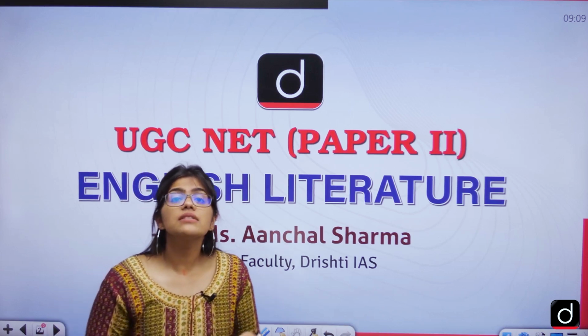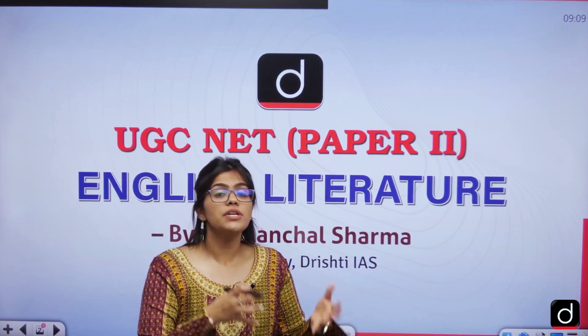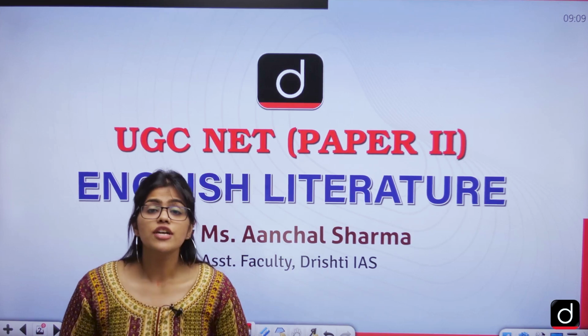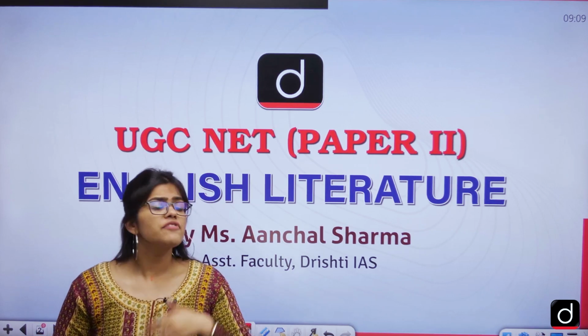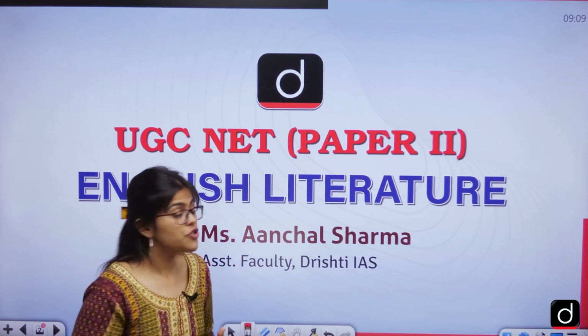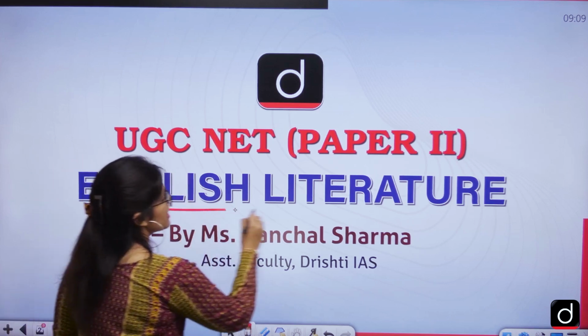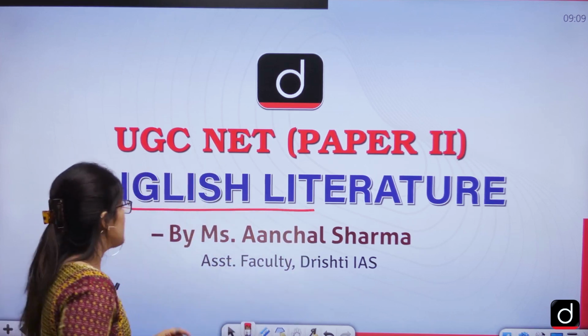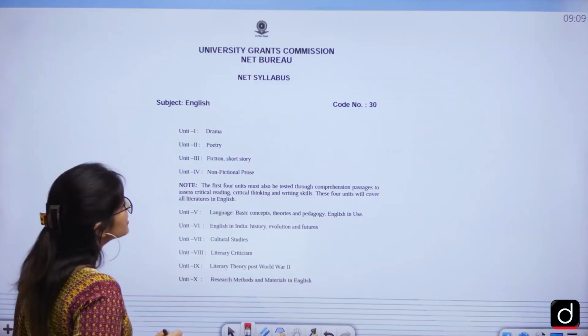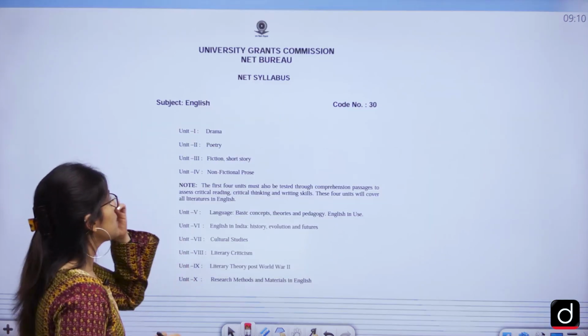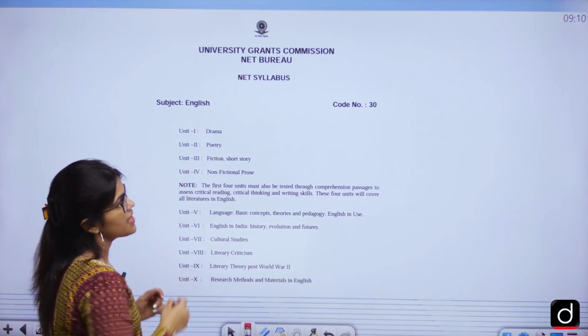And then there comes the second paper that is pertaining to the different subjects that you have. So you can have commerce, you can have eco, or you can have English literature. So today we are going to discuss the syllabus of English literature. Let us see what all are the different units that UGC has given to us. So this is the NET syllabus that they have given.